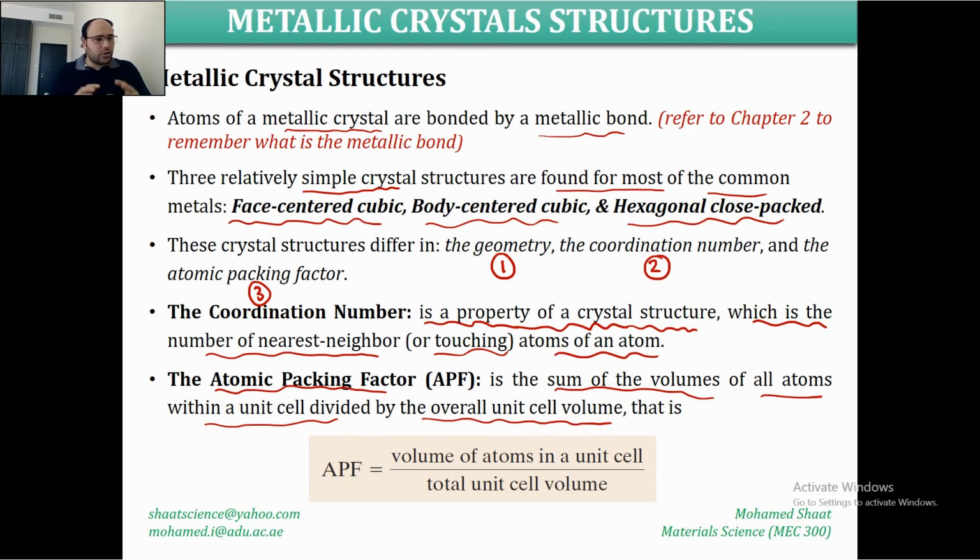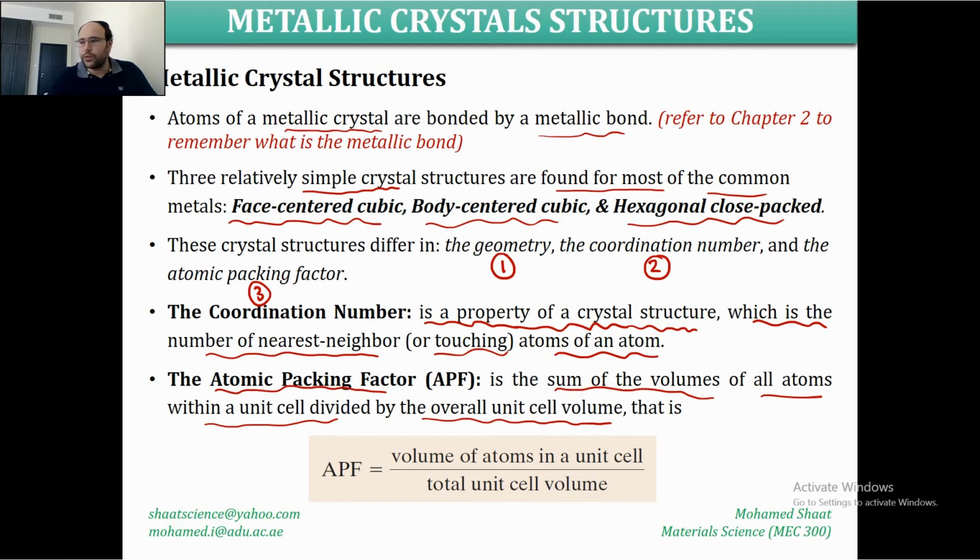This atomic packing factor gives an indication of how dense the unit cell is, or how crowded the atoms filling the unit cell are in comparison to any other atomic crystal structure. This is the atomic packing factor. So these three crystal structures are different in these three quantities.